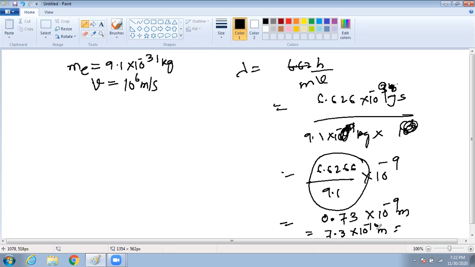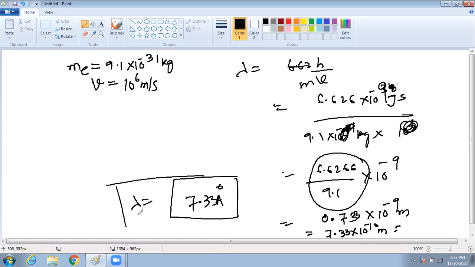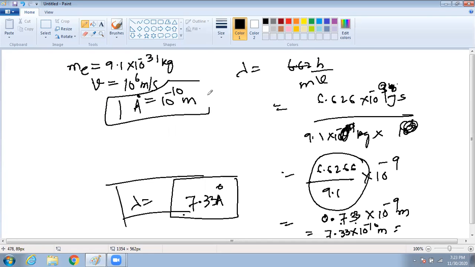So 10 to the power minus 10 meter means how much? Angstrom. So we can write it as 7.3 angstrom. Clear? Always it is 0.73 into 10 to the power minus 9. Try to take this side so it will increase, so we write 10 to the power minus 10. 1 angstrom is how much? 10 to the power minus 10 meter. So we got 7.3 angstrom. Clear?